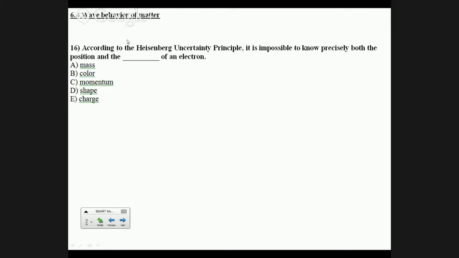All right, so we're looking at 16. It says, according to the Heisenberg uncertainty principle, it is impossible to know precisely both the position and the blank of an electron. So this is just kind of a definition question, and it's momentum, right? So that's it. You read it and went, all right, that's what it is, or you didn't, and you were lost.